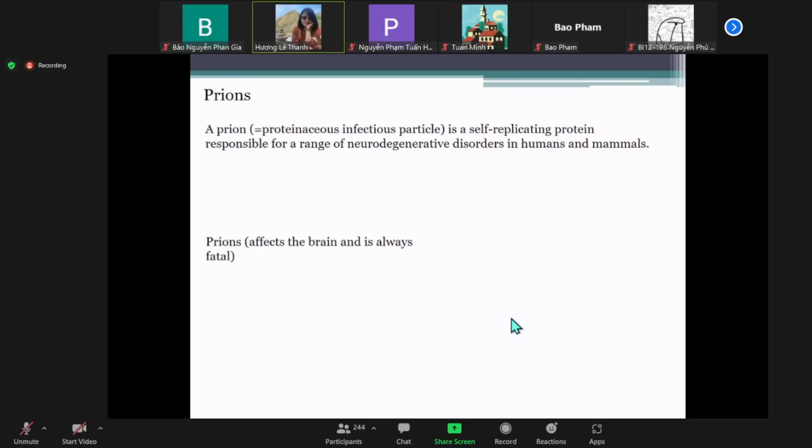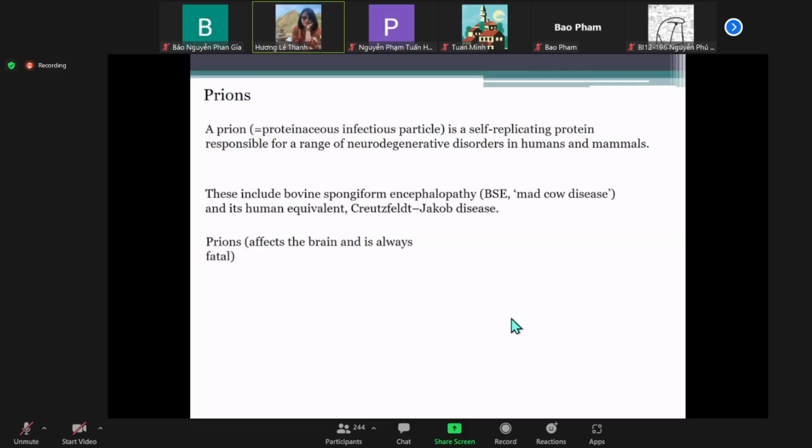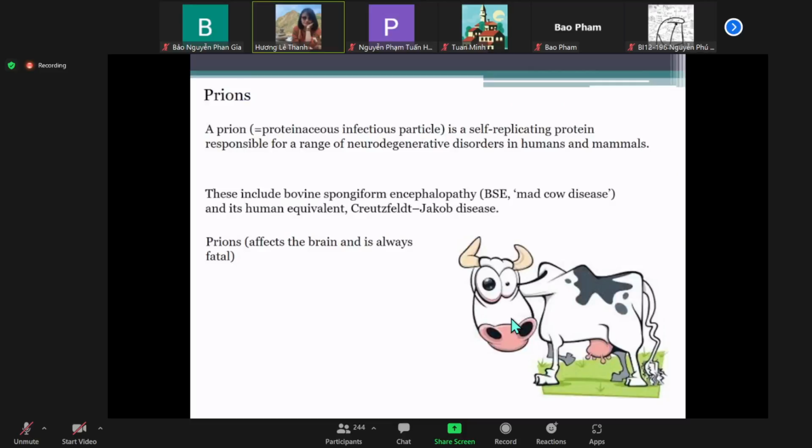So we call them retrovirus. It is a virus, but we have the other thing that is not a virus. It's just proteins, but they can cause a disease like a virus, and we call them prions. And prions are proteinaceous infectious particles, and they can self-replicate, responsible for a range of neurodegenerative disorders in humans and mammals, and they cause mad cow disease. So the prions always affect the brain, and always cause death in the cows.